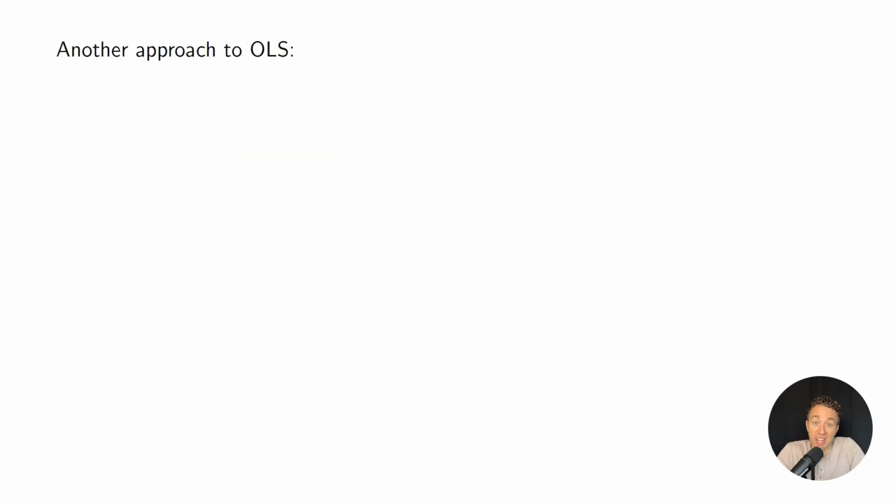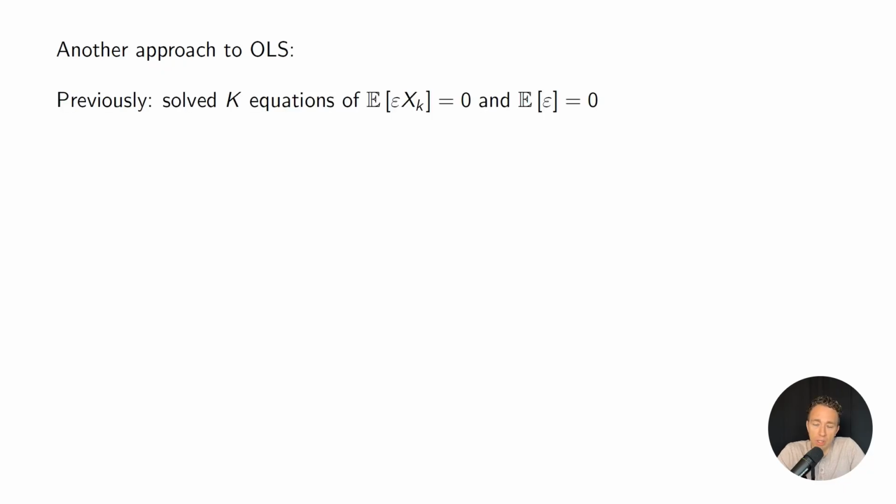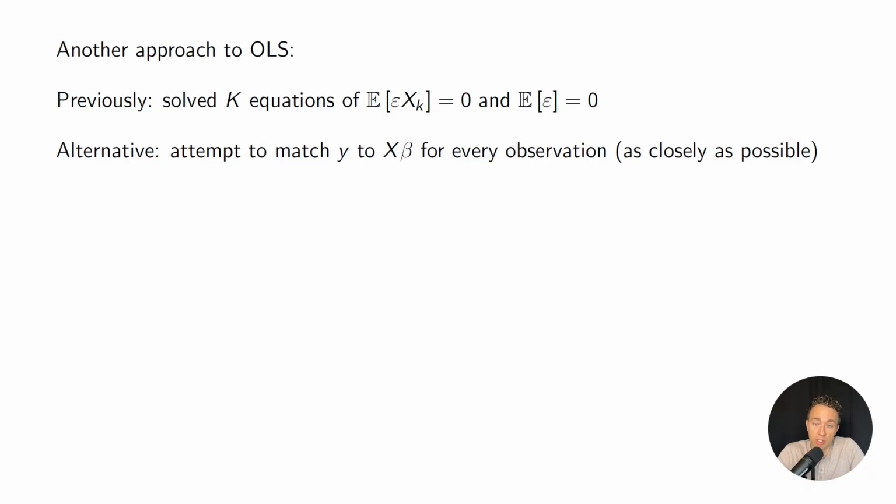Let's think about another way that we could estimate OLS using this moment condition mentality. In the example I showed you a moment ago, we had k equations, where k is each of the x's, and then an additional one for the overall mean of epsilon. We just had 3 equations, 3 unknowns. We solved it, and we got the analytical solution that looked like OLS.